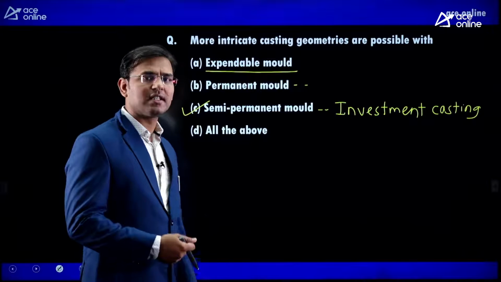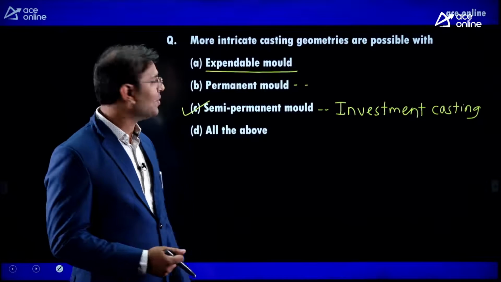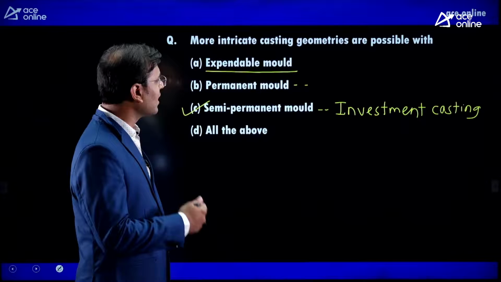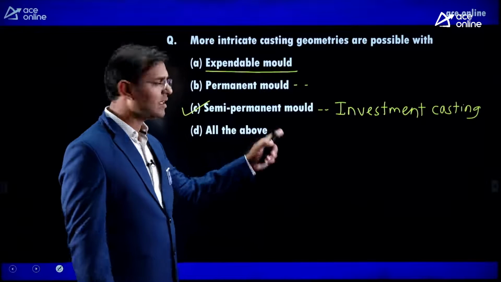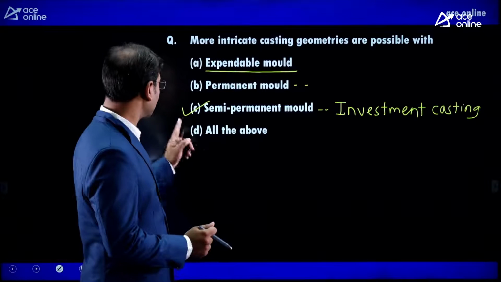In investment casting we can get critical shaped components. Hence more intricate casting geometries are possible with investment casting, but the name given is semi-permanent mold. The correct option is option C.